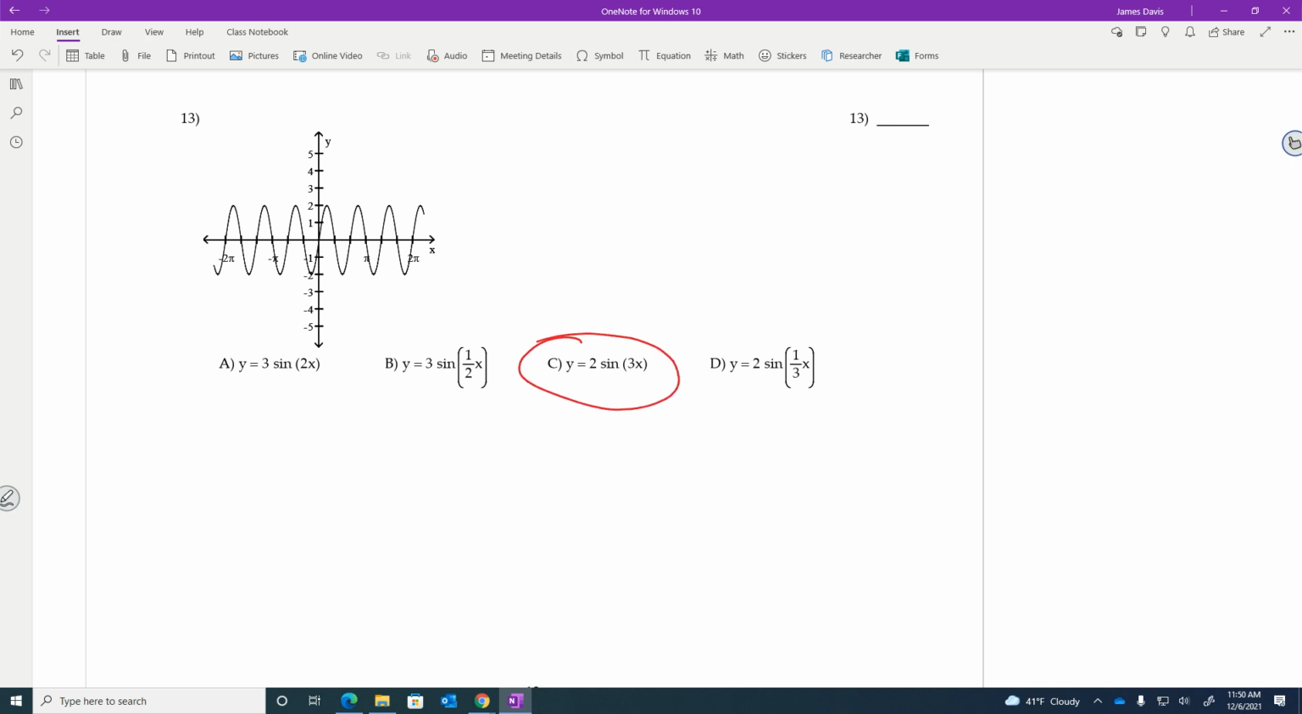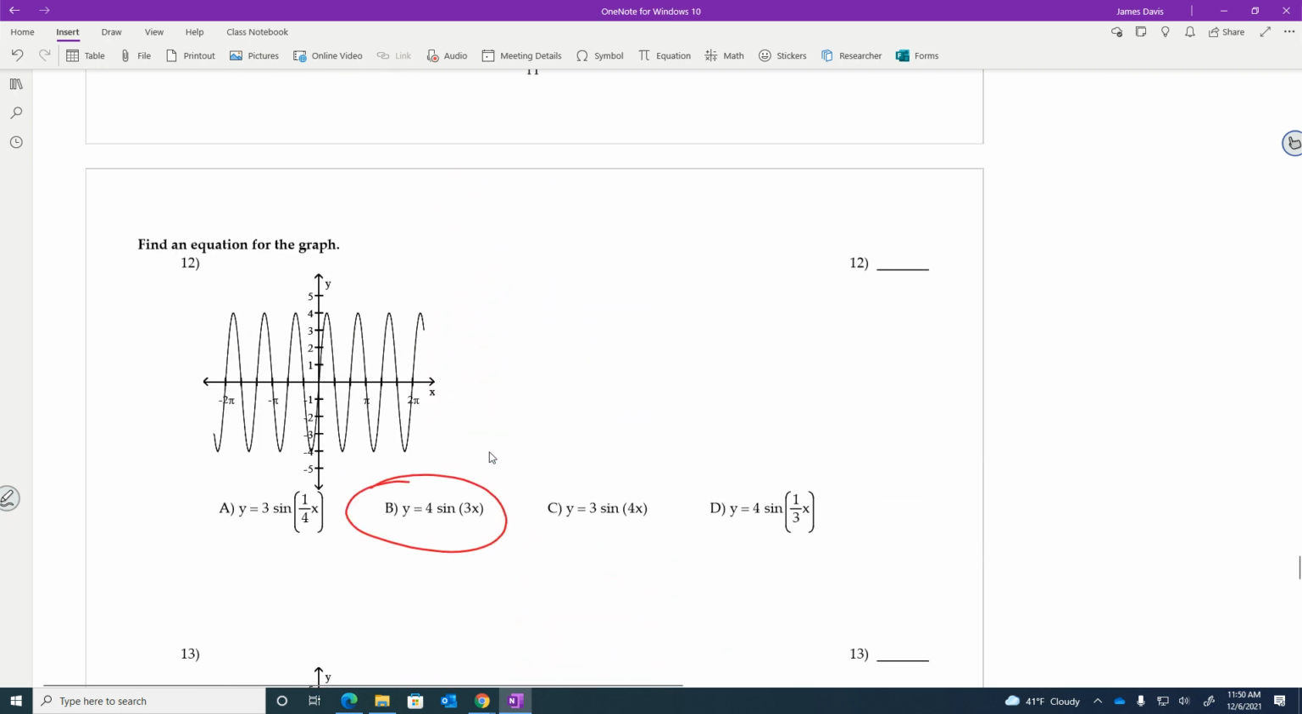The quiz will be very similar to this tomorrow. So study that, make sure you can do all that.